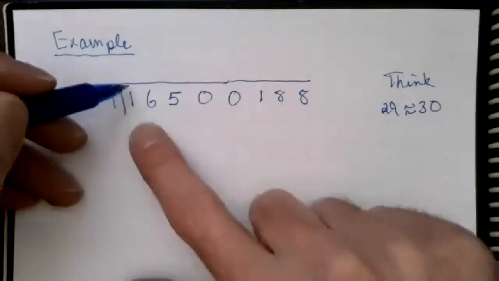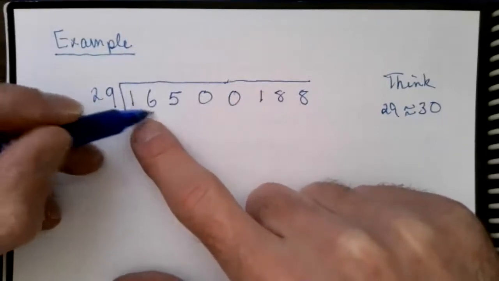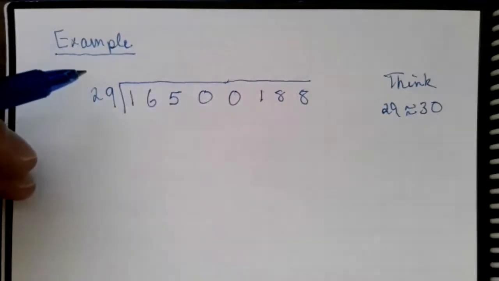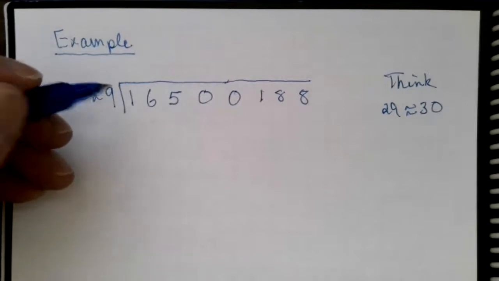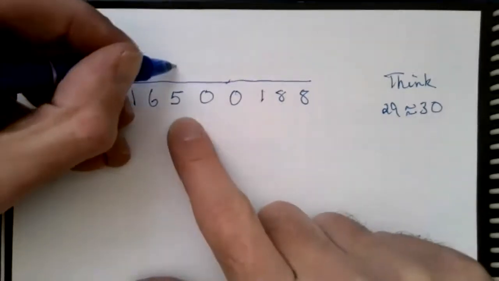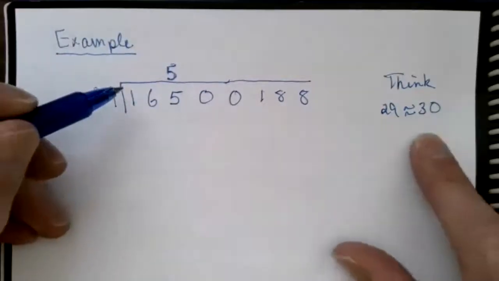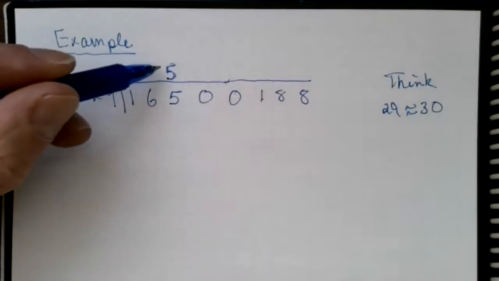Oh, and of course, I might have skipped over this step, but 29 does not go into 16. That's why I jumped right to 165. When we're doing this long division, we need to be careful about the place values. That 5 should go up here. So we're using the estimates to kind of get us started on this process.